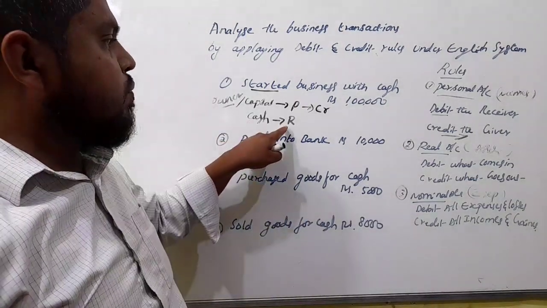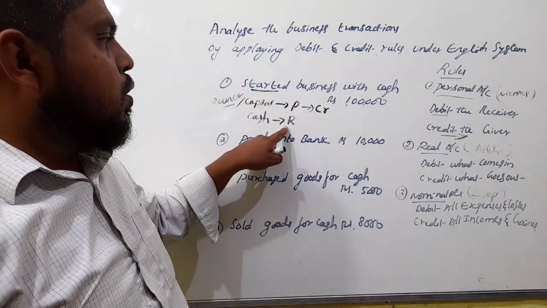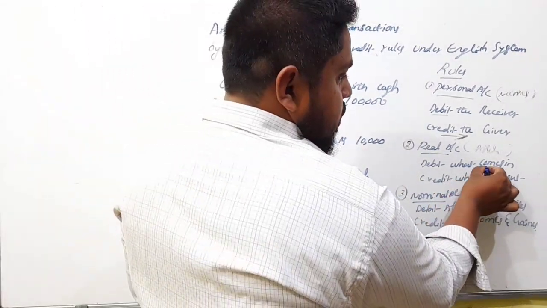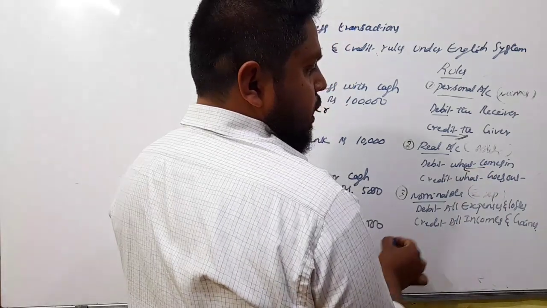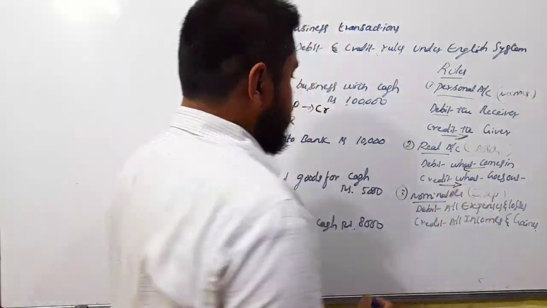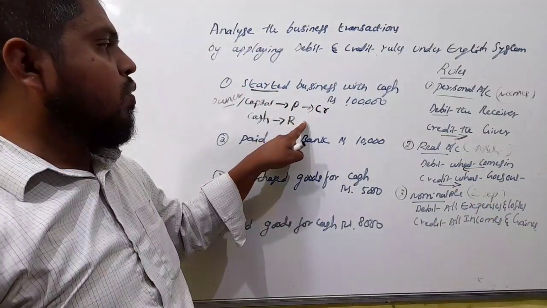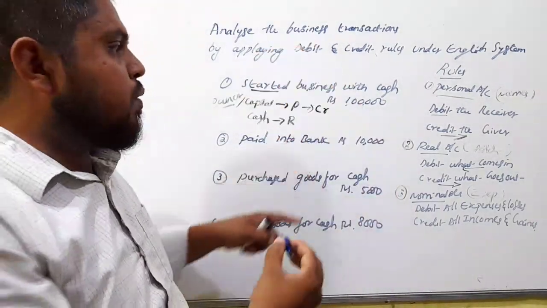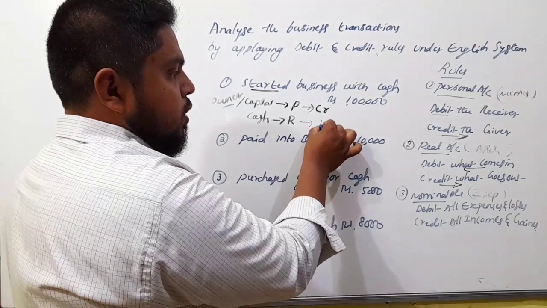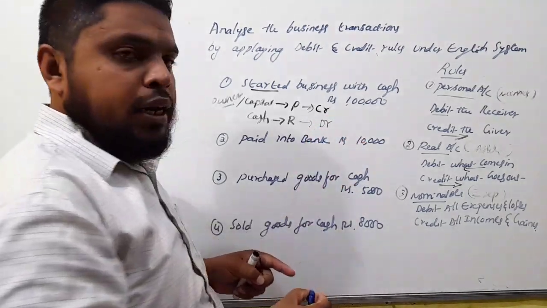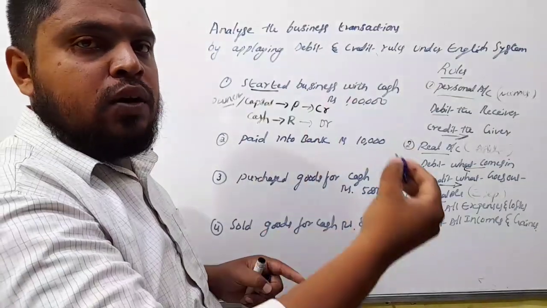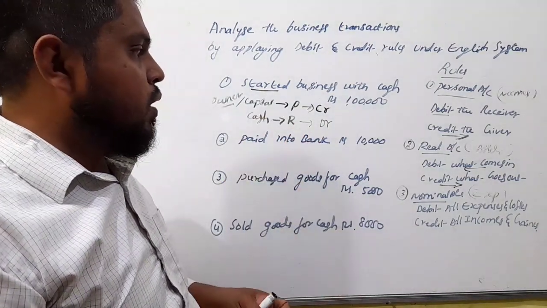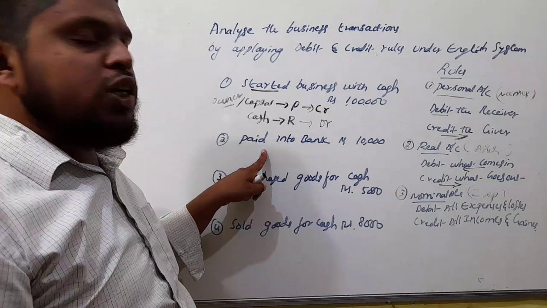Cash comes under real accounts. The real account rule is: debit what comes in, credit what goes out. Cash is a real account. The owner is investing the cash into the business, so cash is coming to the business. So this is the debit side. Debit what comes in, credit what goes out. Cash is coming to the business, so we have debited.